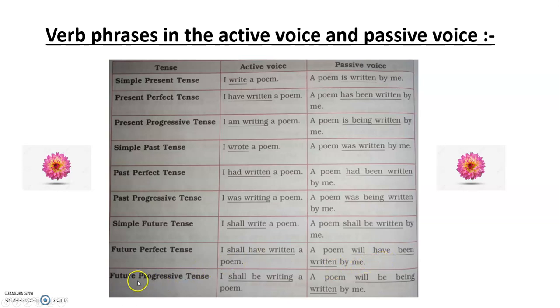And lastly, the future progressive tense. I shall be writing a poem. Shall be writing. Ing is there, so you have the clue. It's a progressive, and shall gives you also the clue that is future. Now, if you have to change this into passive voice, a poem will be being written by me. Now, this last example, children, it's not used usually. We rarely use it. But the others are important, so please see that you learn this statement.